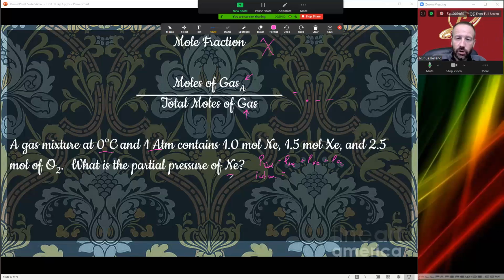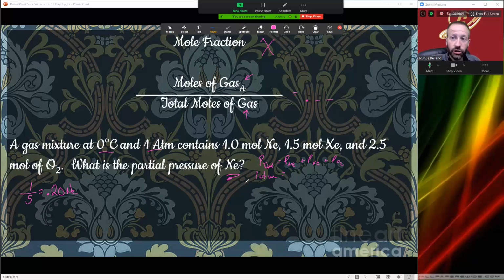I'm looking for the partial pressure of neon, so let's find the mole fraction of neon. Neon, we were told, was 1 mole out of a total of 1 plus 1.5 plus 2.5, which is 5. So I have 0.20 as the mole fraction. We don't put a label on it. It's weird, I know. 0.20 is our mole fraction of neon.